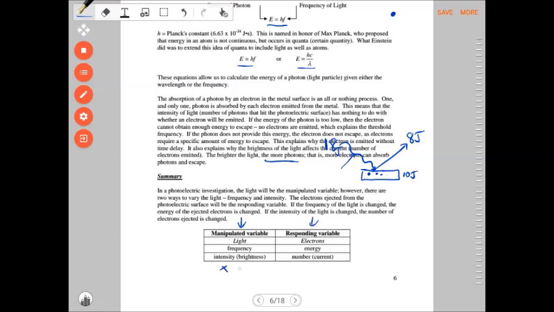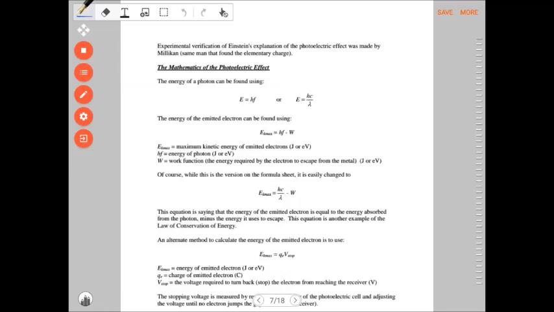Remember, the manipulated variable is always on the x-axis, and the responding variables are always on the y-axis, or the vertical axis. So if we manipulate the light, we end up with the electrons. If we manipulate the frequency, we get energy for the responding. If we manipulate the intensity or the brightness, we have a responding variable of the number of electrons emitted, or the current. All right, let's have a look at some of these.